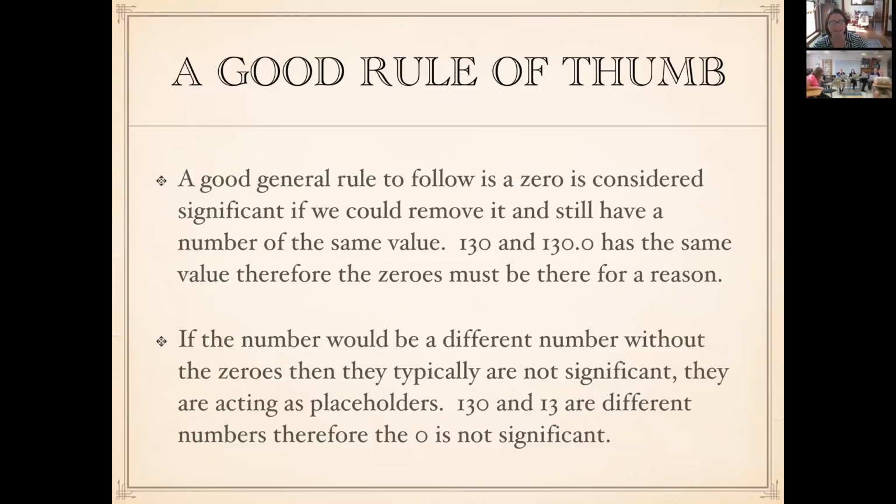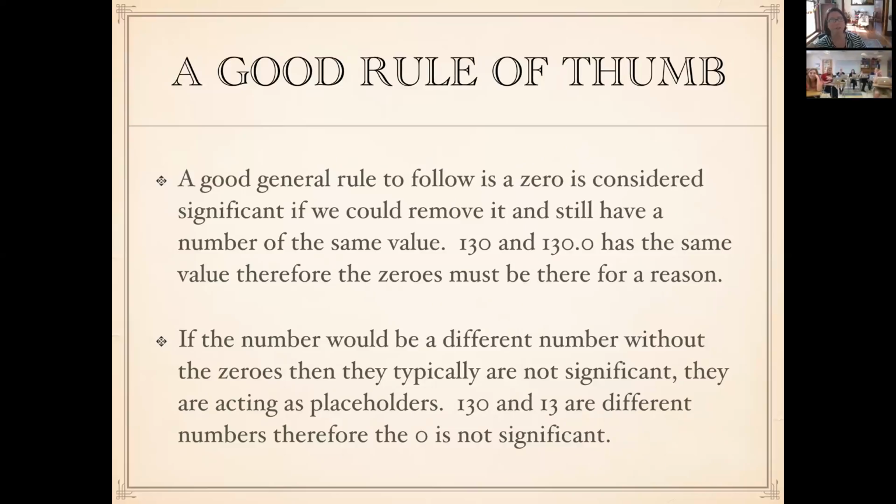If the number would be a different number without the zeros, then they are not significant. They're what are called placeholders. They're bumping your numbers up to the proper place division. So 130 and 13 are obviously different numbers. So the 0 is acting as the placeholder to bump the 1 and the 3 up to the proper place. Therefore, the 0 is not significant.